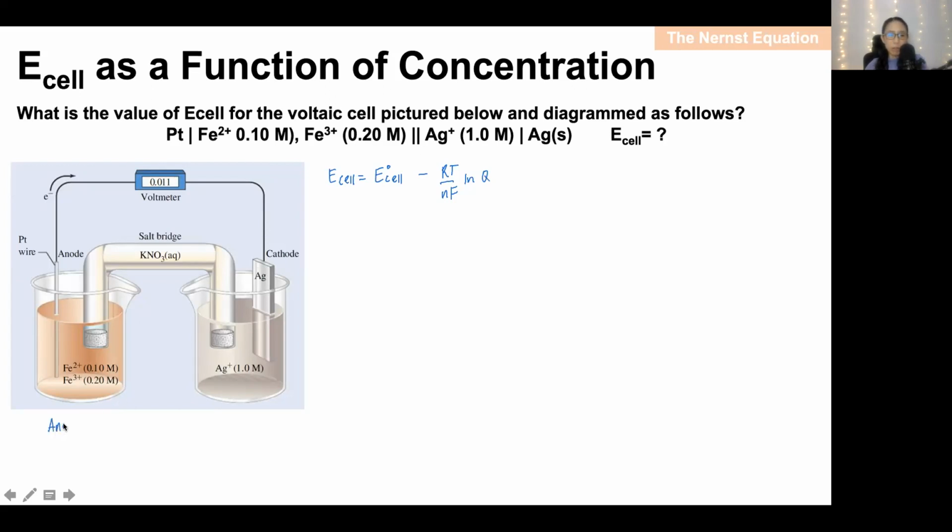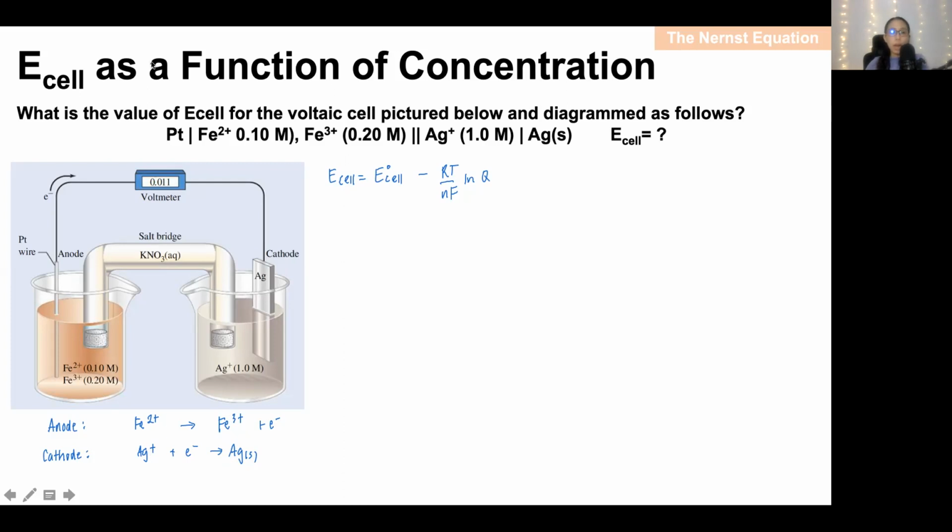Okay, let's write our anode reaction. We have iron 2 losing 1 electron forming iron 3. So this is our oxidation half reaction. And then in the cathode, what we have is your silver ions gaining electrons to produce solid silver. Okay? And there's no need to write coefficients because the electron numbers for the half reactions are equal.